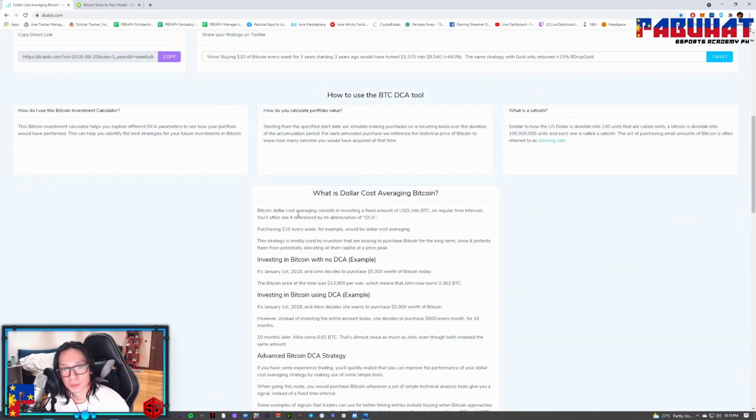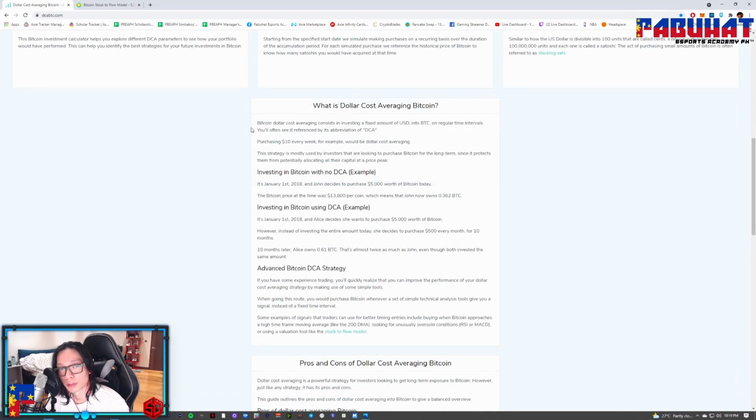You can see here it gives you an example. So first it explains kung ano yung dollar cost averaging. So Bitcoin dollar cost averaging consists in investing a fixed amount of USD into BTC at regular time intervals. You'll often see it referenced by its abbreviated DCA. So kunyari, gusto natin bumili ng $10 every week, for example. This would be an example for dollar cost averaging. This strategy is mostly used by investors that are looking to purchase Bitcoin for long term, since it protects them from potentially allocating all their capital at the price peak.